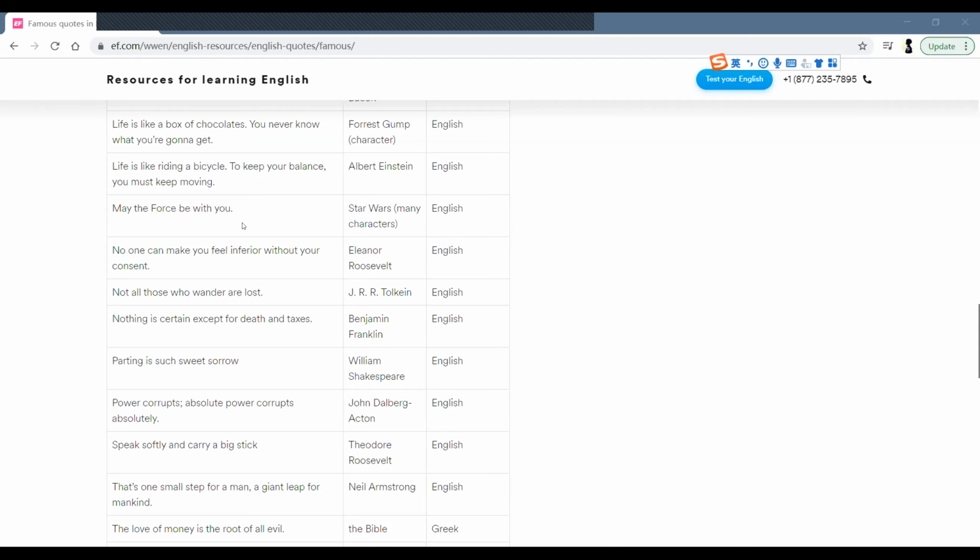"Parting is such sweet sorrow." William Shakespeare again, the poet, author, and he's just saying that breaking up or leaving your family is pretty hard.